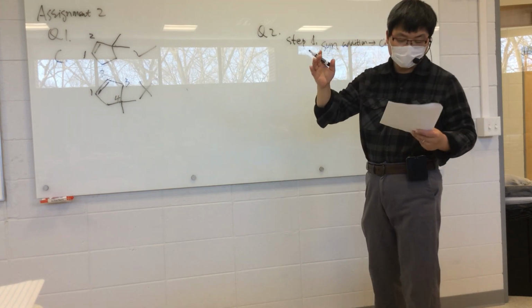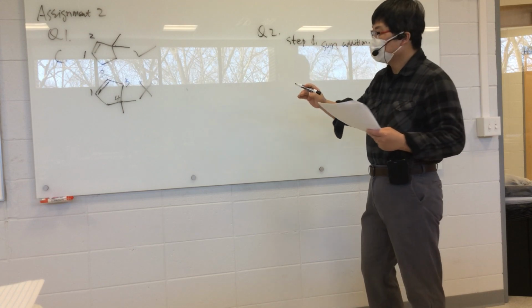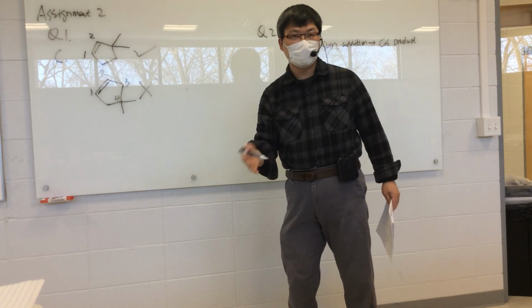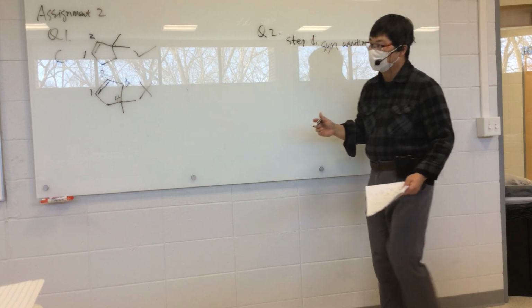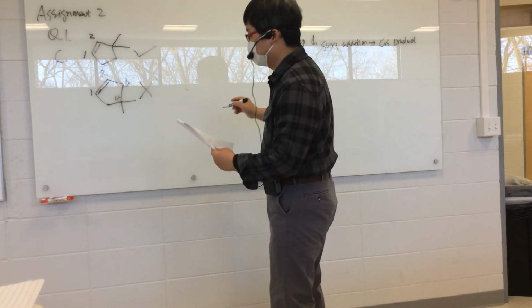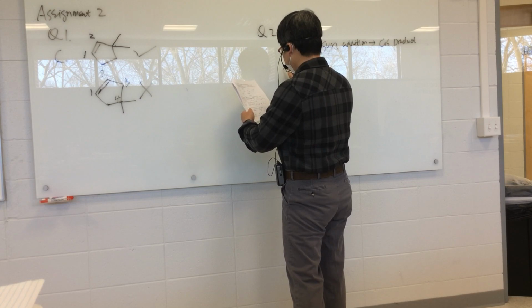Because it's addition, it will convert alkyne to alkene, to cis alkene. Okay, to cis. And then the structure should be like this.